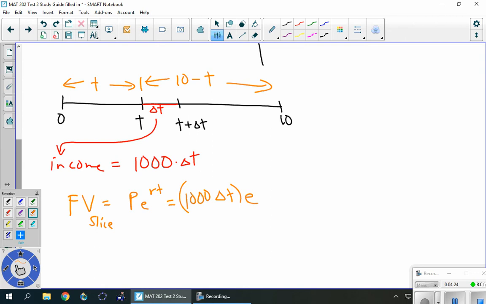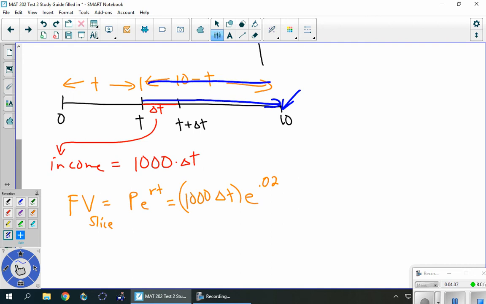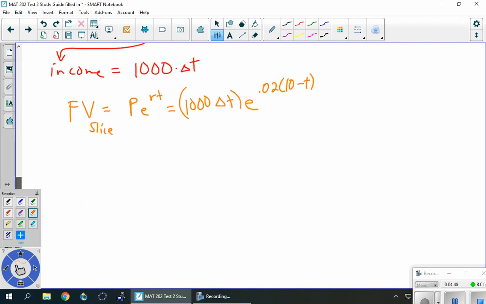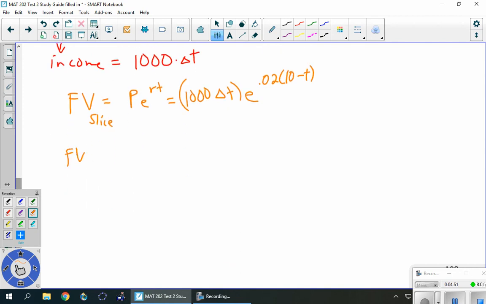And then e to the, all right, so R is still 0.02. But now t is not t. T is how long this money has to grow. So how long does the money get to grow until we look at the end of this experiment in the future? Well, it grows for 10 minus t years. So that's what goes up here. The amount of time left to grow. And so that's the future value of one slice.